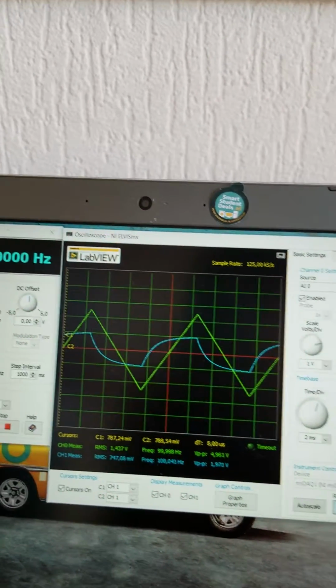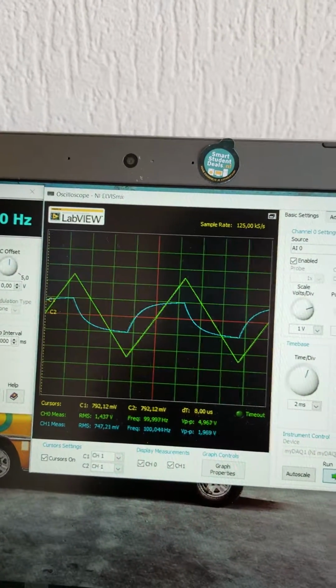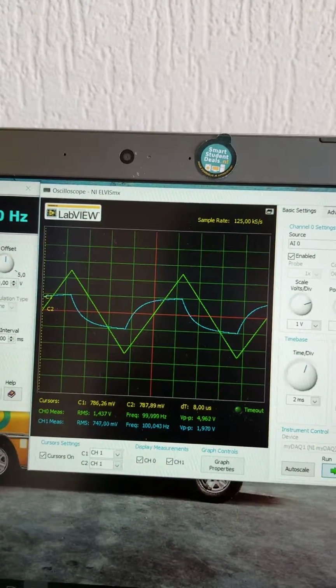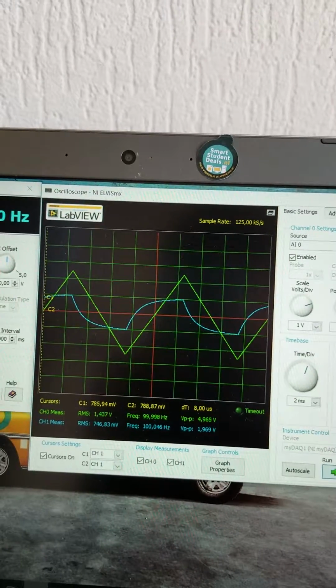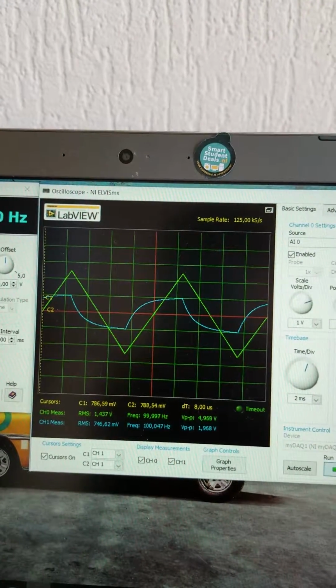Lastly, we have the triangular wave, which shows a similar behavior as the square wave in terms of the output, but this time the amplitude is smaller.